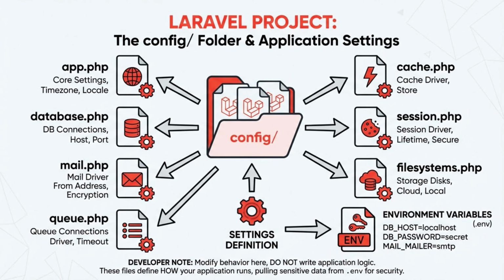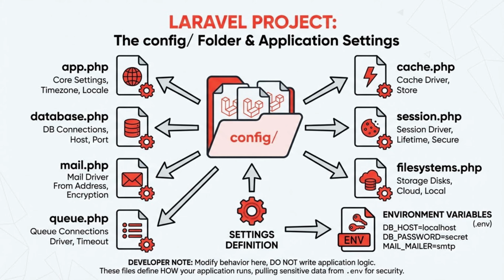In this part of the Laravel project structure, we explore the config folder, which acts as the central control system for how the entire application behaves. Every major feature of Laravel, whether it's handling database connections, sending emails, managing sessions, or storing files, looks to the configuration files inside this directory to decide how it should operate. These files don't contain application logic. Instead, they define the rules, the settings, and the environment your app should follow.